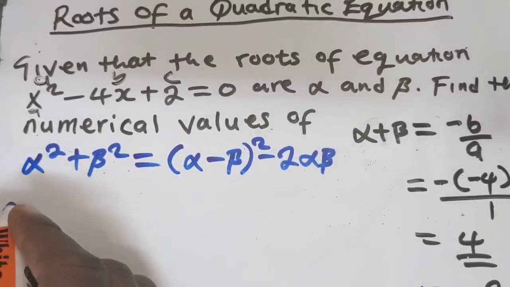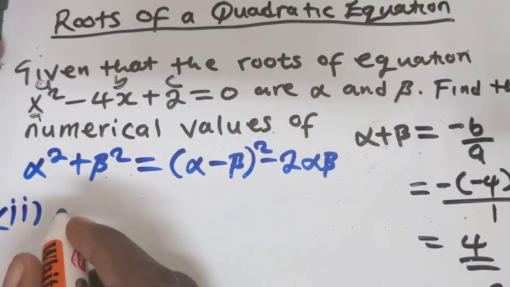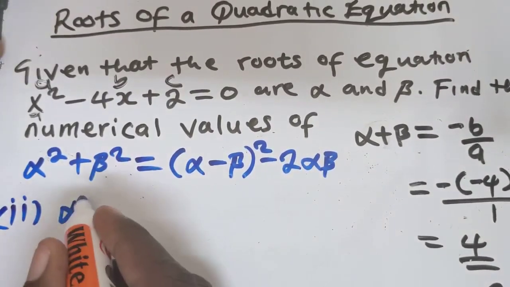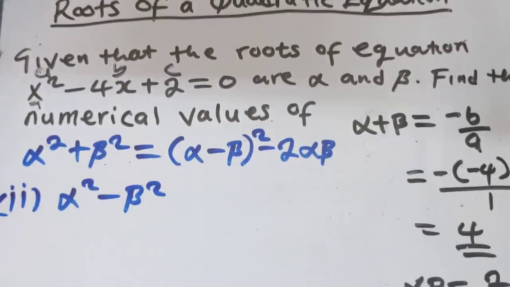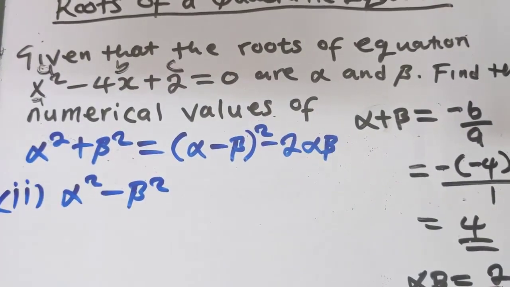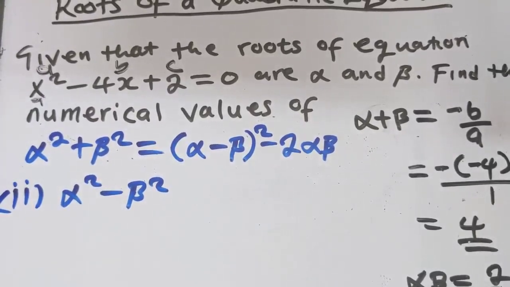Now we are going to our question 2. Question 2 is saying that you should find the value of alpha squared minus beta squared. This is where you now find the difference. If you look at this one, it is coming from the difference of two squares.